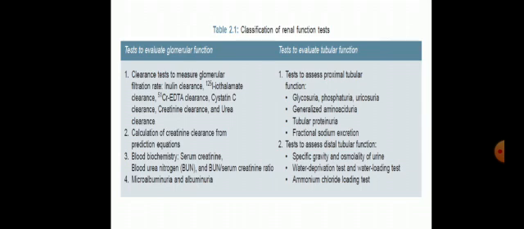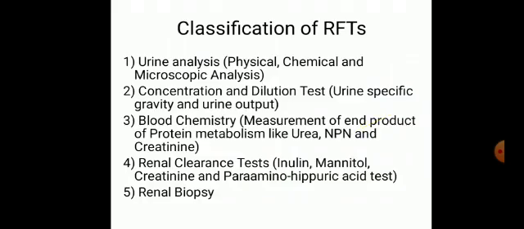Now the tests to evaluate tubular function are further divided into tests to assess the proximal tubular function and distal tubular function. Glycosuria, phosphaturia, uricosuria, generalized aminoaciduria, tubular proteinuria, and fractional sodium excretion will help in assessment of the proximal tubular function. And the specific gravity and osmolality of urine, water deprivation test and water loading test, and ammonium chloride loading test, these tests will help in assessment of distal tubular function.